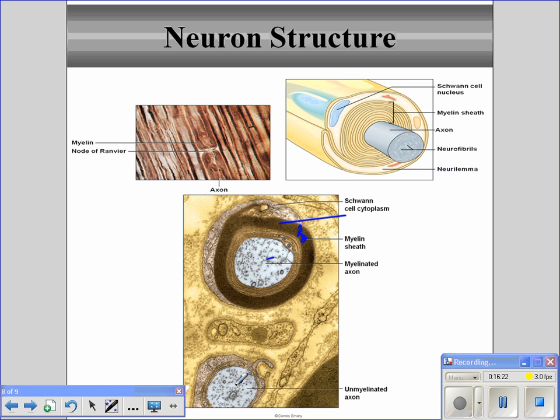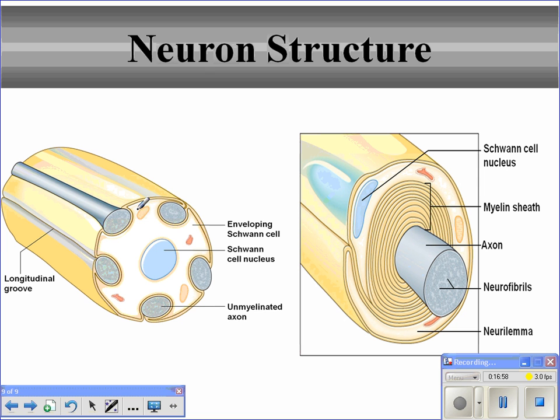Down here, you can see an unmyelinated axon. So here you can see the Schwann cell up here on this myelinated one wrapping around. It's in the purple. Here you can see the Schwann cell wrapping around this smaller axon. Again, no myelin sheath. So here's the myelin sheath, no myelin sheath down on this one. So white matter when we look at it in gross anatomy, gray matter when we look at it in gross anatomy.